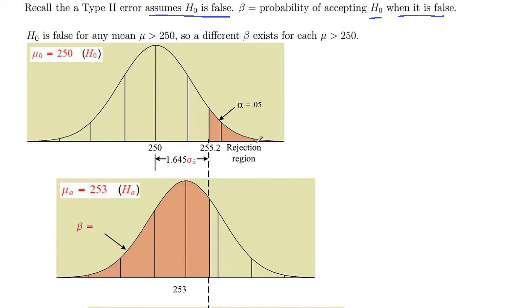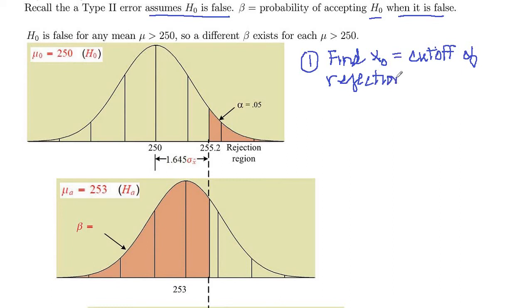Alpha is 0.05, so that's our rejection region right there of area 0.05. And then the first step in finding beta is to find the x value here that's at the cutoff for the rejection region. So that's step 1, is to find x0, is what we'll call it, which equals the cutoff or the boundary of the rejection region. And we can use inverse norm to do that, right?